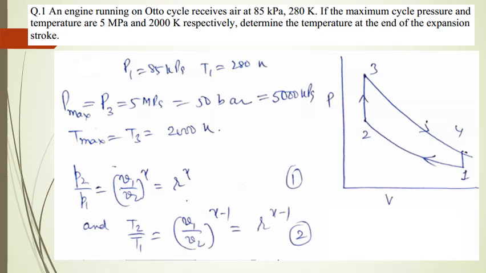Now as 1 to 2 is an adiabatic process, we know the relation between pressure and volume, which we have expressed in equation number 1. So P2 upon P1 is equal to r raised to power gamma. Similarly, in equation 2, we have represented the relation between the temperature and volume for an adiabatic process, that is T2 upon T1 is equal to r raised to power gamma minus 1.